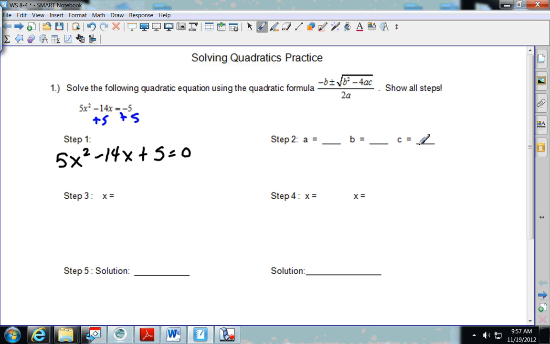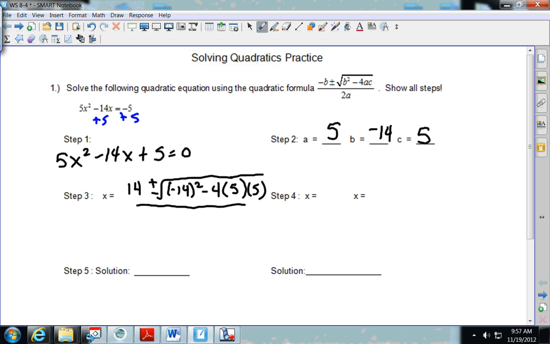Well, so now filling in A, B, and C. A is 5, B is negative 14, C is 5. Well, we need to put it into the formula. It says the opposite of B. B is negative 14. The opposite of negative 14 is positive 14, plus or minus the square root, B squared, negative 14 squared, minus 4 times A is 5, and C is 5, all over 2 times A, 2 times 5.